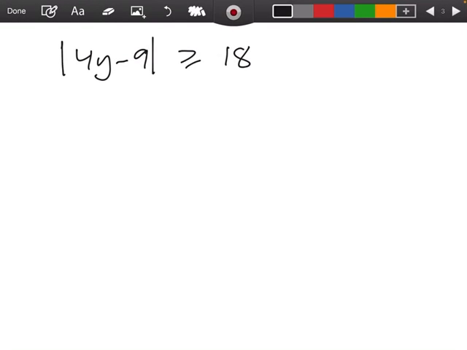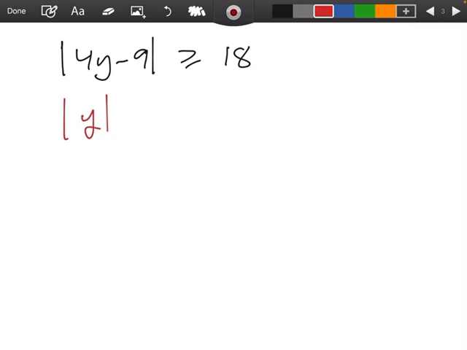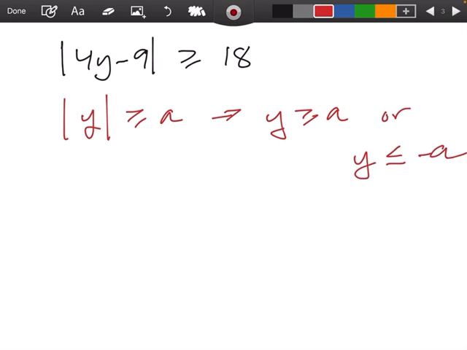All right, so guys, this is a problem that one of our classmates asked, and it's the absolute value of 4y minus 9 is greater than or equal to 18. When I'm doing these types of problems, there's a rule in the notes that says something like, if the absolute value of y is bigger than or equal to a, then either y is bigger than or equal to a, or y is less than or equal to negative a. I'm going to try to use this rule to do this problem.